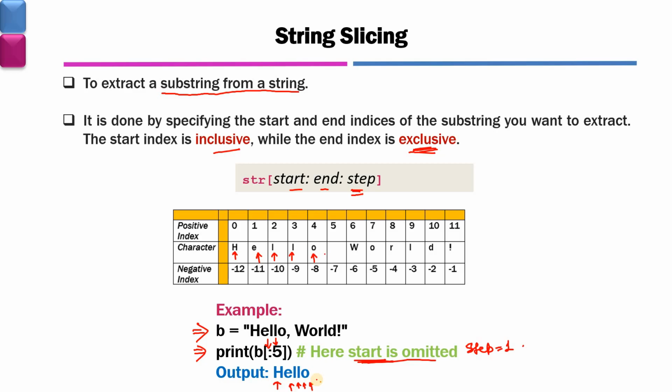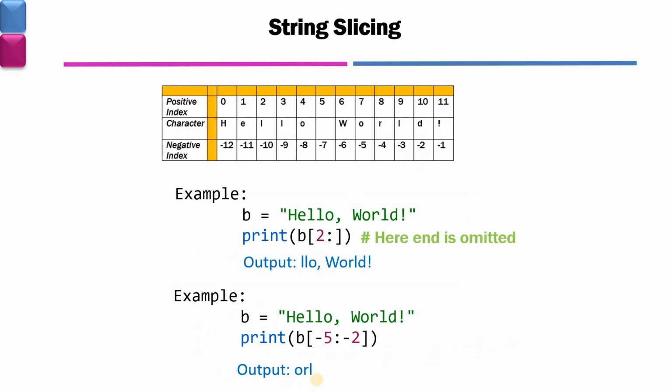I'm giving you some more examples, like B equal to hello world, print B[2:]. That means now I'm specifying the start, but I'm not specifying the end. And step is optional, which I have not included. Now the start is 2. 2 means 0, 1, 2. This is the first L, and from this L it will start up to the last, because you have not specified anything. So it will start from L and end at the exclamation mark. So llo, world with the exclamation mark will be the output.